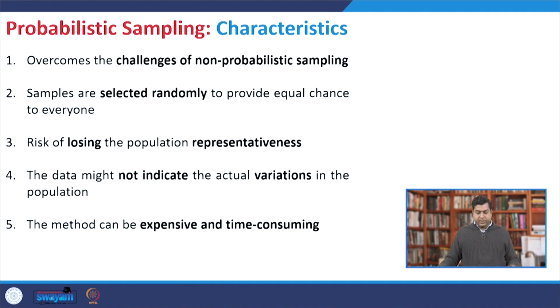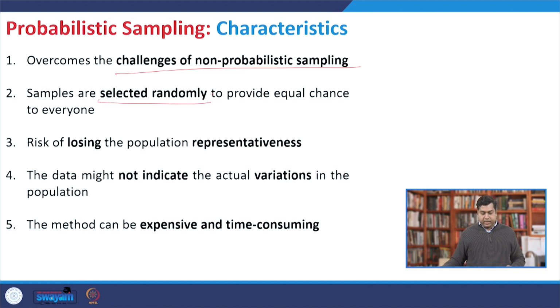Now come to the characteristics. It overcomes the challenges of non-probabilistic sampling. The bias is off. I cannot say that I know this person and that this person can give me the best result, or is actually representing the entire population. That bias is gone, because it is random, and if it is with a statistically determined sample that you pick out of that, it is much more acceptable.